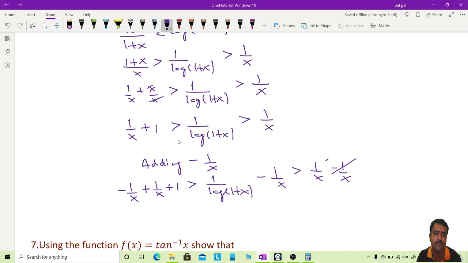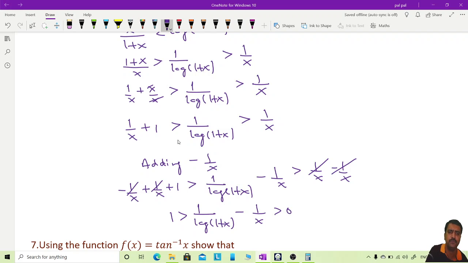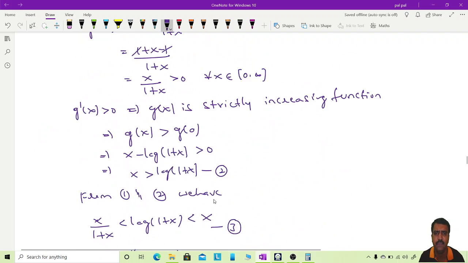So plus 1 by x cancelled with minus 1 by x. Remaining here is 1. 1 is greater than 1 by log of 1 plus x minus 1 by x, which is greater than 0, because 1 by x minus 1 by x is 0. So this is the second result.